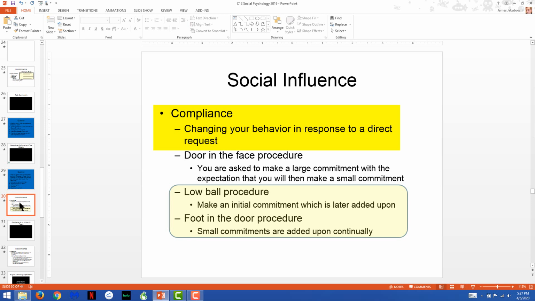And you do so, that would be an act of compliance. Very simple, low-grade aspect of conformity based upon a request. Social influence in terms of compliance will play out in a variety of different ways.